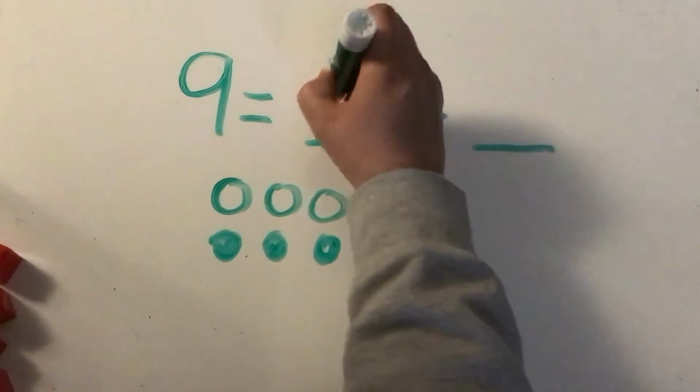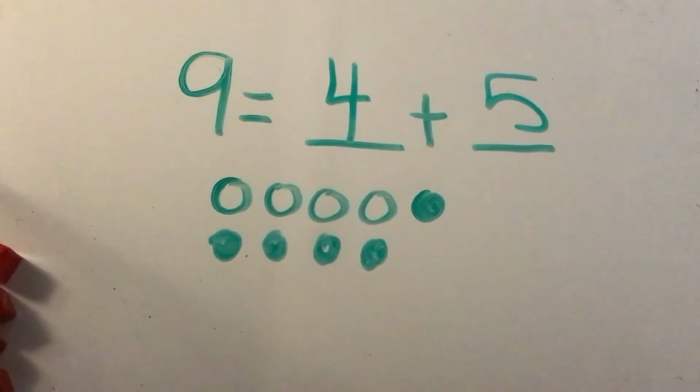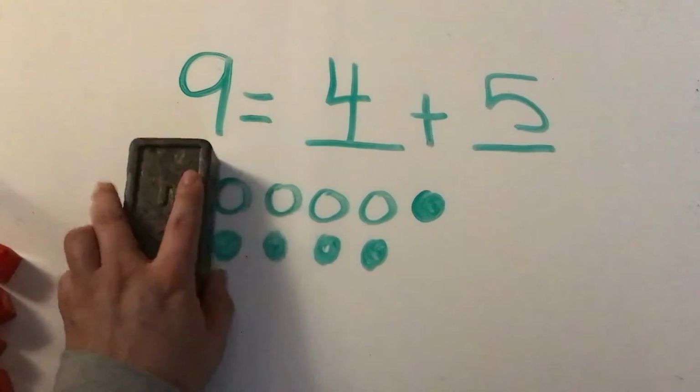My number sentence will be 4 plus 5 equals 9. 9 equals 4 plus 5. So what are my two parts? 4 and 5. Again, you might have made a different way.